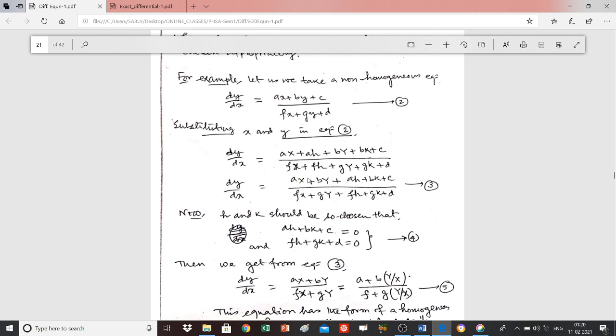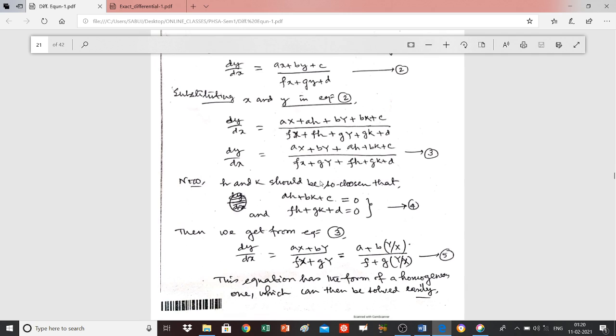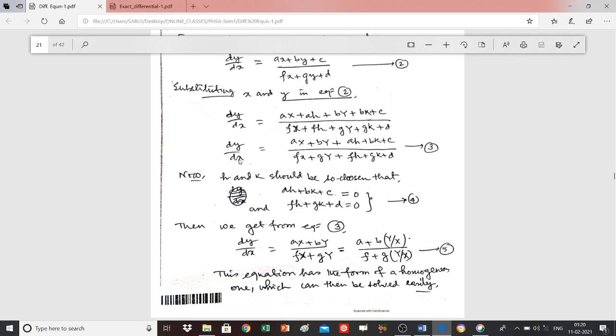Now in these two expressions, that is in the numerator and in the denominator, the values of h and k should be chosen in such a manner that the terms except this capital X and capital Y terms, that means except aX plus bY, that is ah plus bk plus c, is equal to 0. In a similar way this term fh plus gk plus d should be 0. So we have to choose h and k in such a manner that these two constant terms become 0. And if they become 0, then from this equation, equation number 3, dy by dx is equal to aX plus bY by fX plus gY.